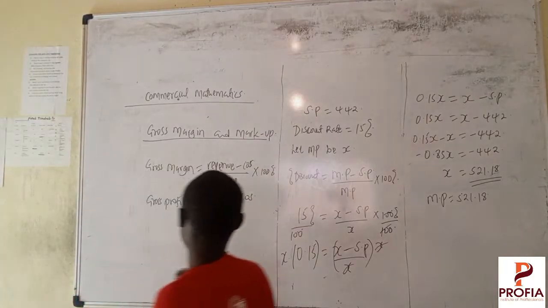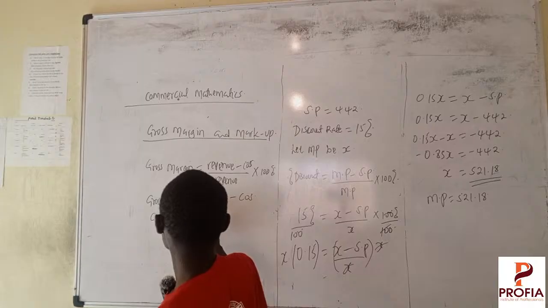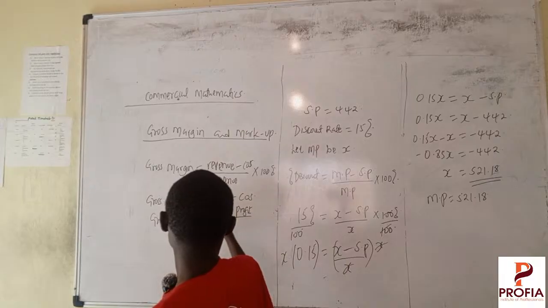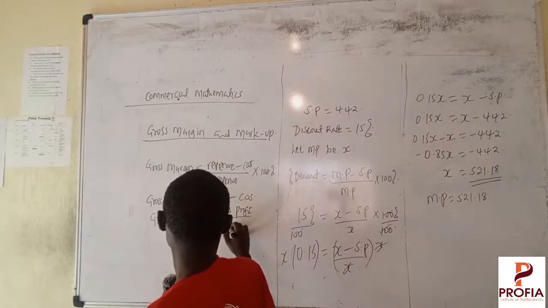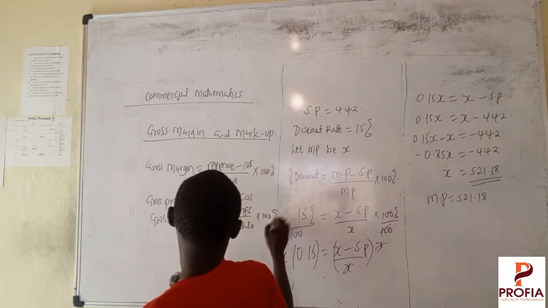So it means our gross margin will be the gross profit all over revenue, which is also called sales, times 100%.